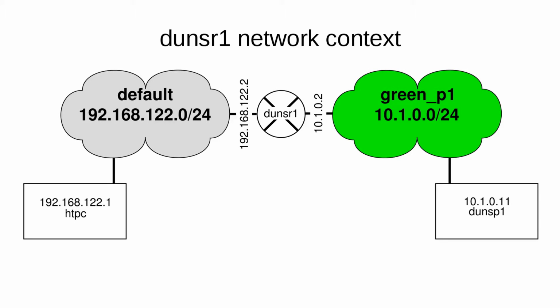The context of this router firewall is two networks: the default network, which is the host network, which we call the host zone, and on the right hand side we have our green zone, specifically the green_P1 network. So this virtual machine will receive two interfaces and will be the router between these two networks. So this is the context in which the dunsr1 router functions.